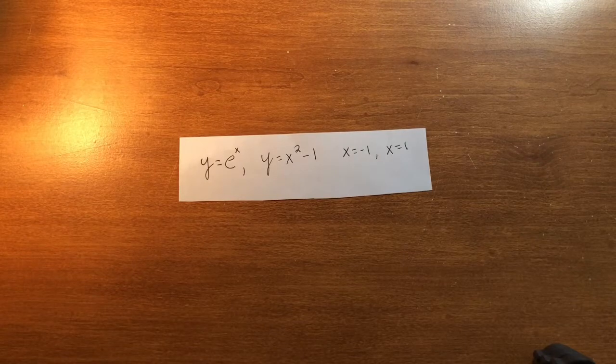Today we have a problem where we have two functions. One of them is y equals e to the x, the other is y equals x squared minus 1, and we have two vertical lines, x equals -1 and x equals 1, and we have to try to find the area enclosed by those graphs and those vertical lines. Alright, so let's do that now.